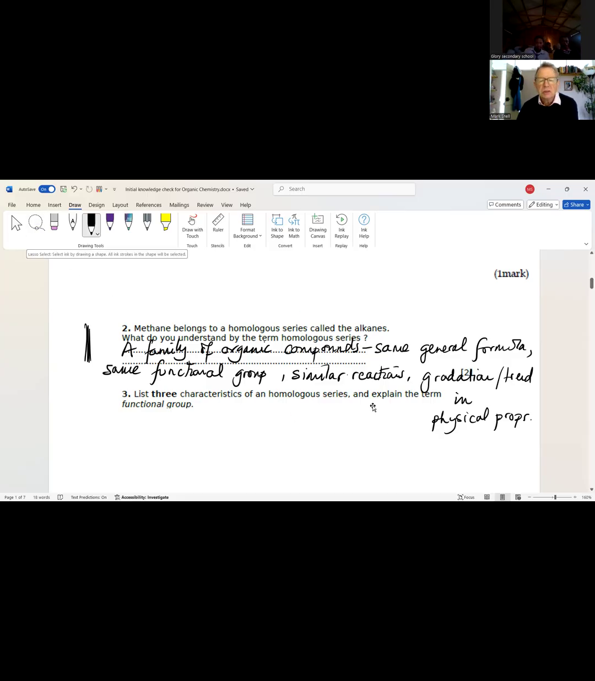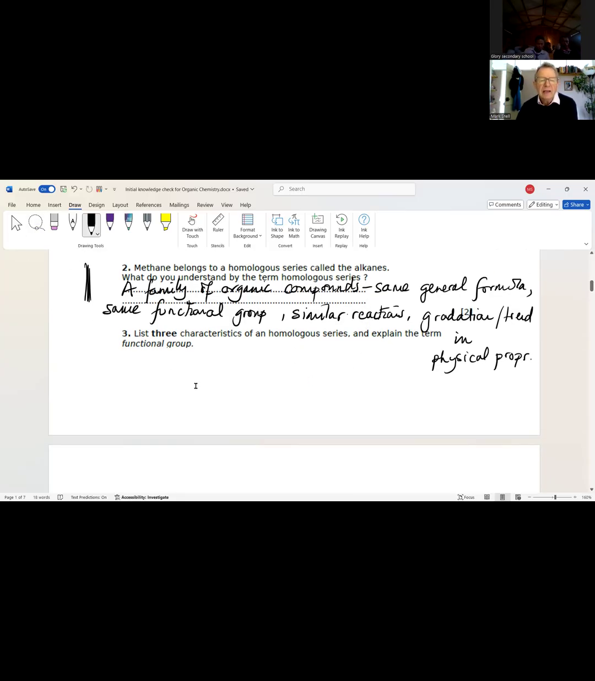Let's just list 3 characteristics of a homologous series. You see, this is why we do questions which are similar, because then you can go, oh yeah, there it is. There's my answer. 3 characteristics: same functional group, similar reactions, same general formula, trend in physical properties, yes?